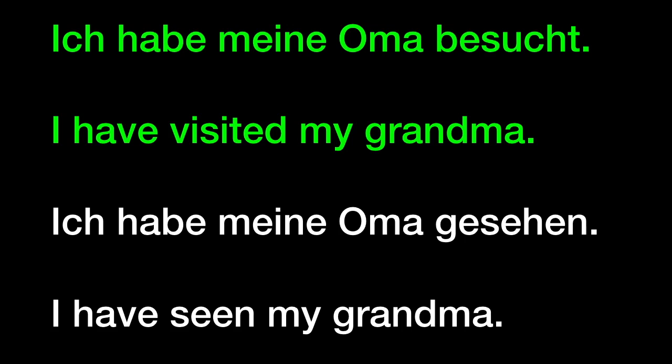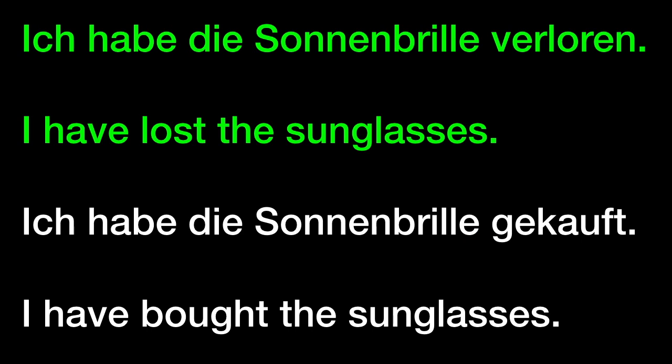All right, here we go. Two sentences: Ich habe meine Oma besucht and ich habe meine Oma gesehen. I have visited my grandma, I have seen my grandma. One has a GE that you expected. That's the usual pattern: ich habe meine Oma gesehen. But the other one does not have the GE. It's got be, besucht.